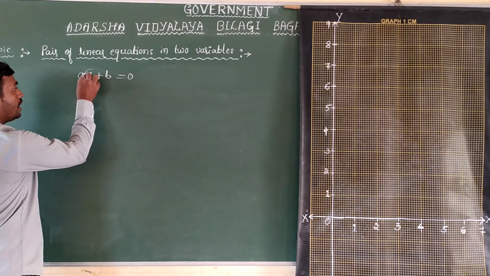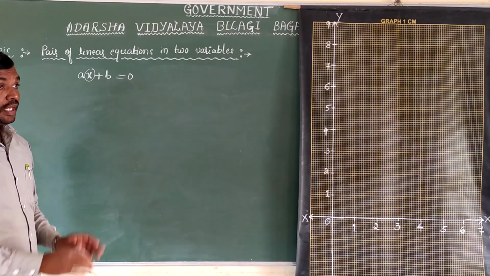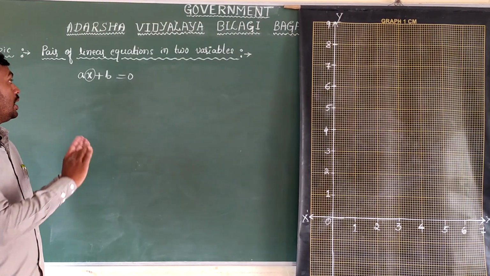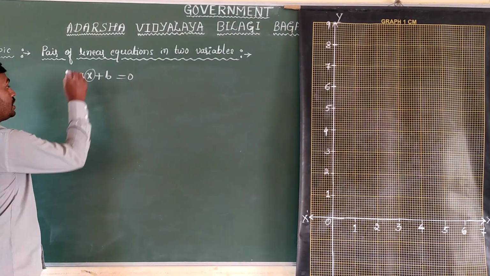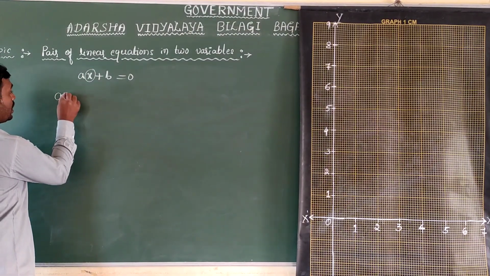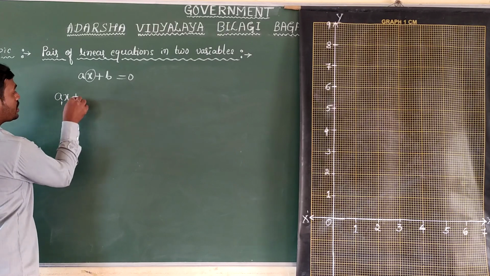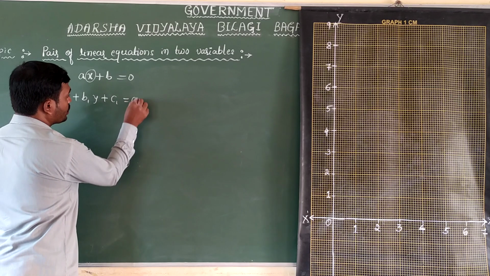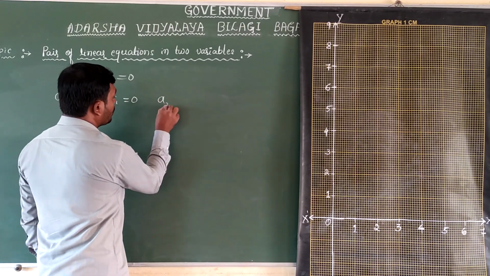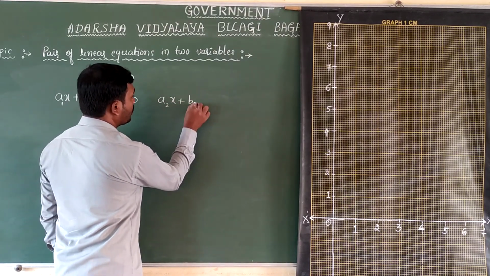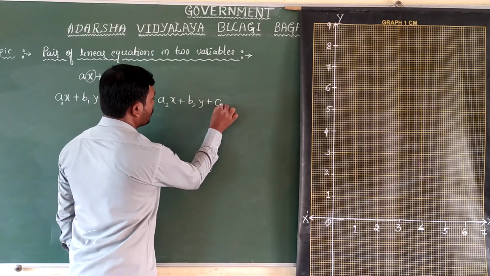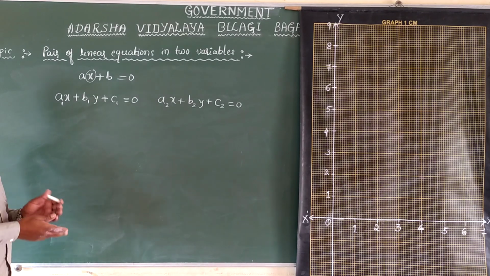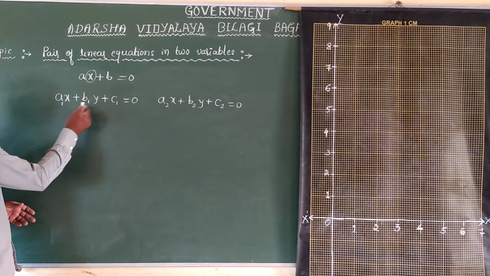So here x is the only one variable, so it is called a linear equation in only one variable. If we take the same type of equation in first degree, having two variables, it is a1x plus b1y plus c1 is equal to 0 and a2x plus b2y plus c2 is equal to 0. Here these two are linear equations in two variables.